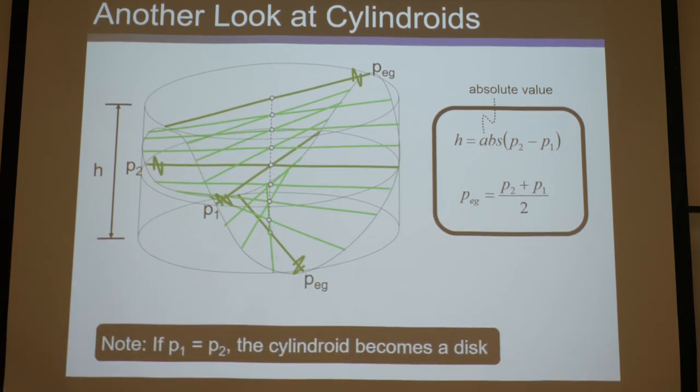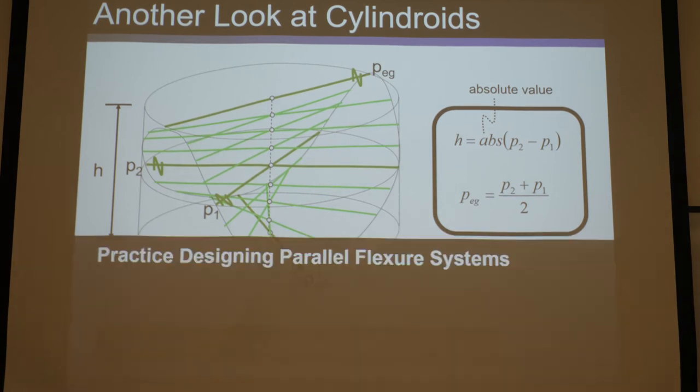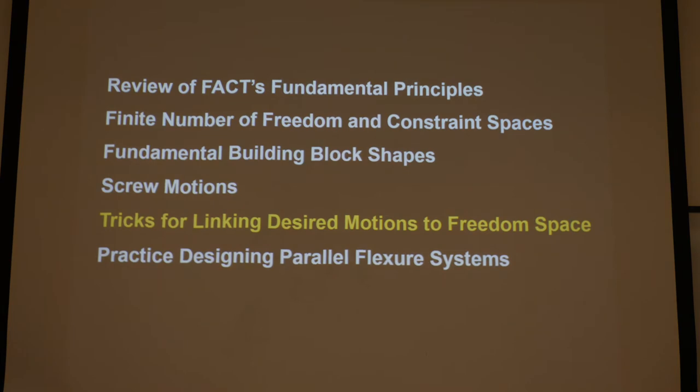All right, so those are some important notes on cylindroids as they pertain to freedom spaces. The next thing to talk about here are tricks for linking desired motions to freedom spaces. One of the hardest parts of the FACT design approach is, say I give you a bunch of motions I want a flexure system to achieve. It's like, okay, that's great, but which freedom space does that link to? Because once you have the freedom space, you're gold.